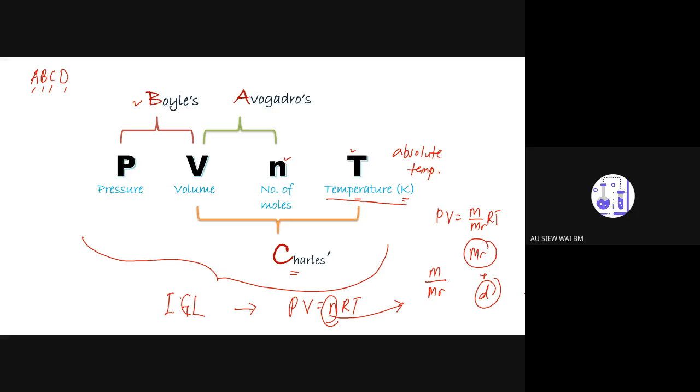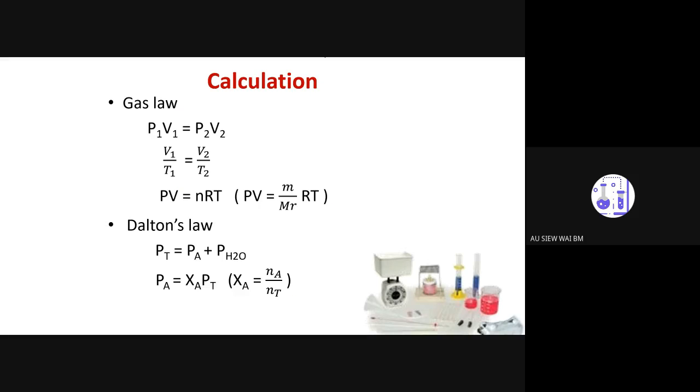So I think there is no problem with this one. So we can say in this chapter all the calculations relate to Boyle's law, Charles' law and the ideal gas law, and also Dalton's law. And now we go through the calculation. For the gas law calculation, we have the first one. Where is this from?